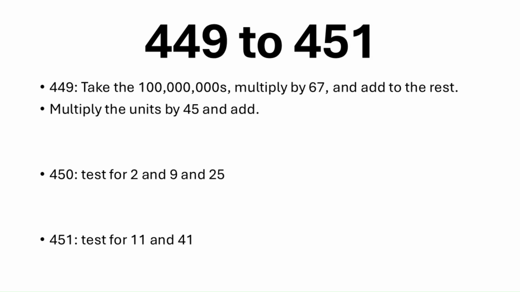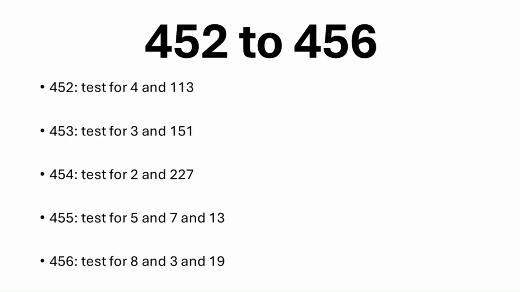449, take the 100 millions, multiply by 67, and add to the rest. Multiply the units by 45 and add. 450, test for 2 and 9 and 25. 451, test for 11 and 41. 452, test for 4 and 113. 453, test for 3 and 151. 454, test for 2 and 227.